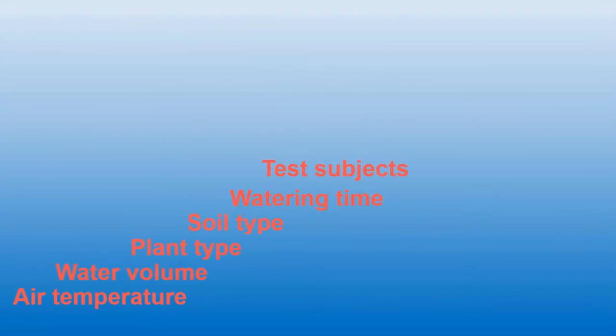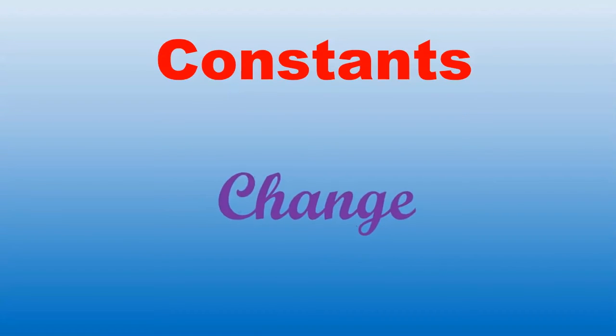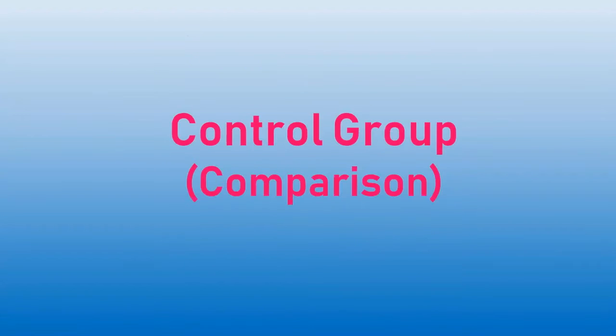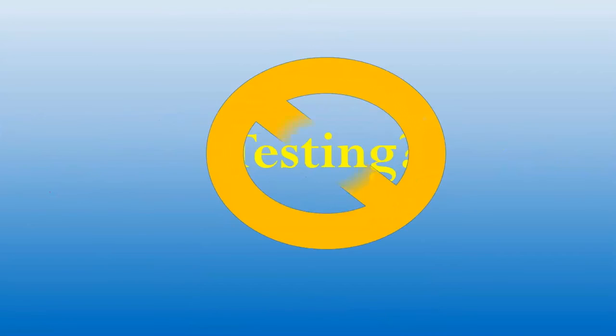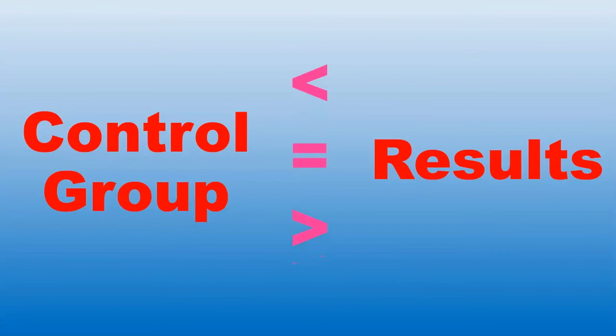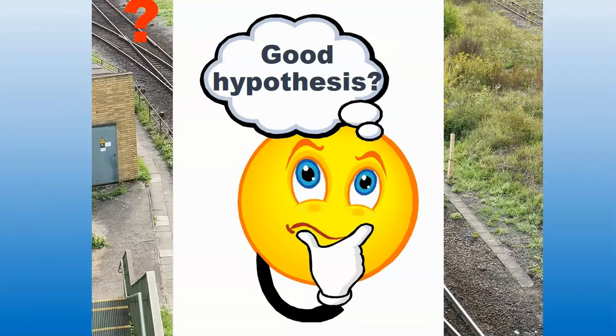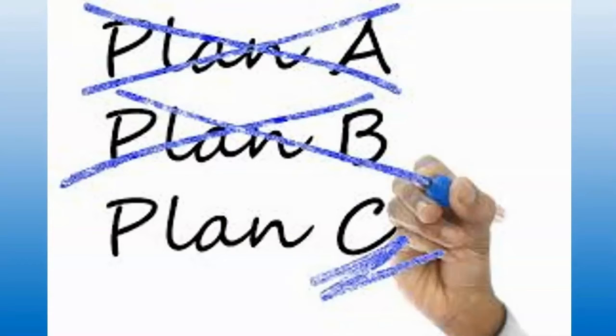Everything else needs to remain the same. The constants in an experiment never ever change. Your results won't mean much without something to compare to. That's why a good experiment will always have a control group. The control is the group that does not get tested, so you can compare the results of the data you've collected. This will let you know if you're on the right track or if your hypothesis is absolutely whack.